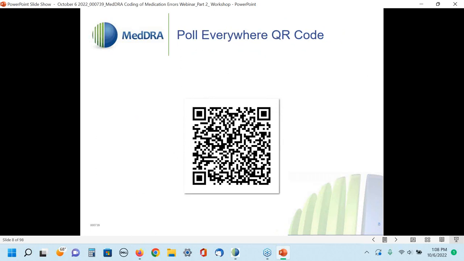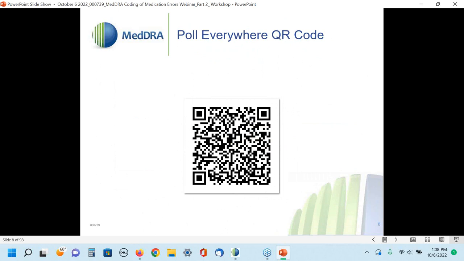Second way of accessing PolEV will be to use this QR code if you prefer to scan it into a tablet or scan it into your phone. So I'm going to let that sit up there for about 15 or 20 seconds, allow you to pull out your phone very quickly and scan it if that's how you prefer to have access to PolEV.